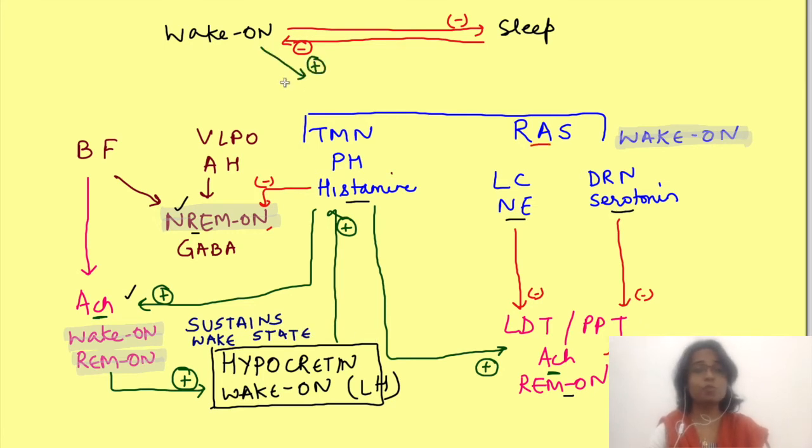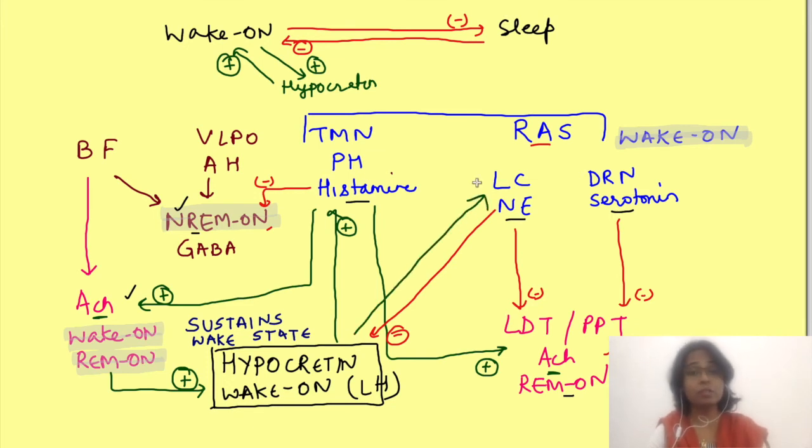But this loop needs to be stopped after some time so that we can sleep, isn't it? So there is another control over these hypocretin neurons. The other wake-on neurons which we stated, that is RAS neurons, actually inhibit these hypocretin wake-on neurons, which in turn activate these norepinephrine serotonergic neurons. So in this loop, hypocretin neurons are promoting their own inhibition, while in the other loop, which we talked about first, hypocretin neurons are promoting their own activation. See, this is a positive feedback here, right?